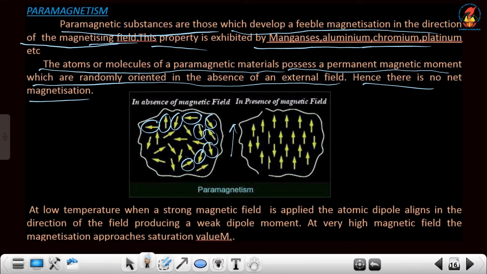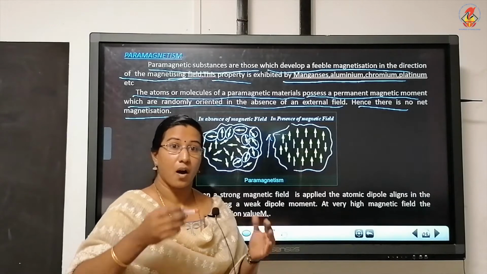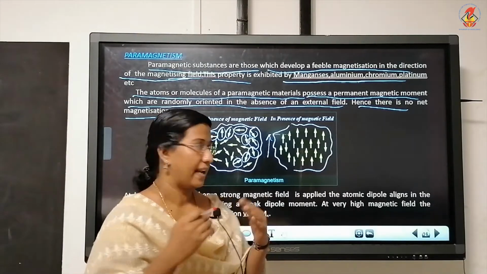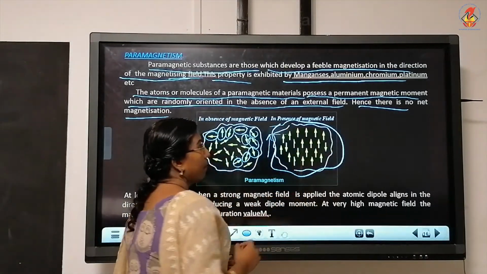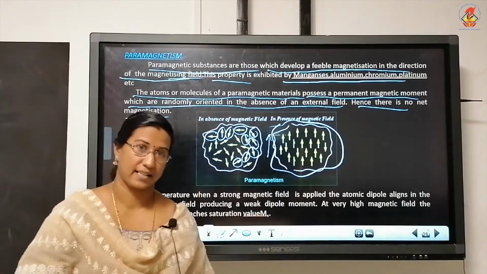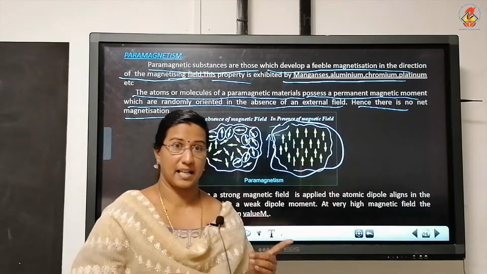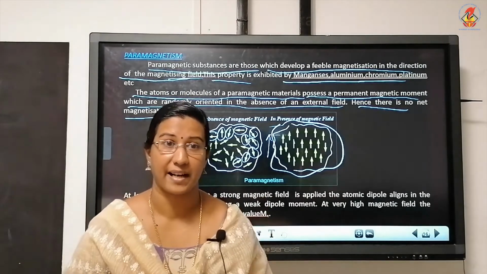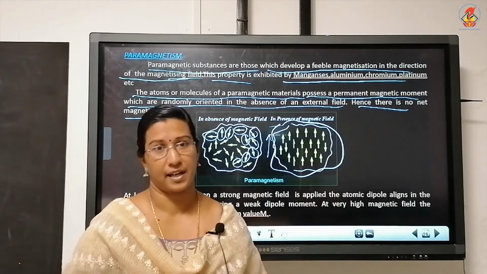Now, when such materials are placed in an external field, what will happen to it? All the magnetic dipoles will align in the direction of the field, and at the end they will have a net magnetic moment, or they will get magnetized. But I told you diamagnetic materials are independent of temperature, whereas this paramagnetic property depends on temperature.